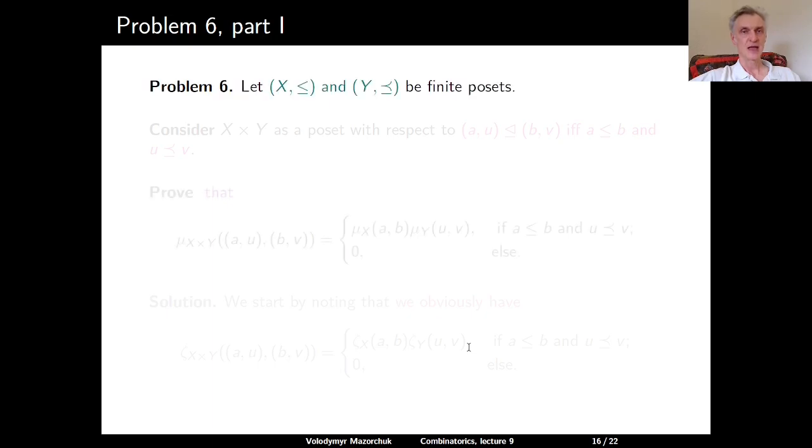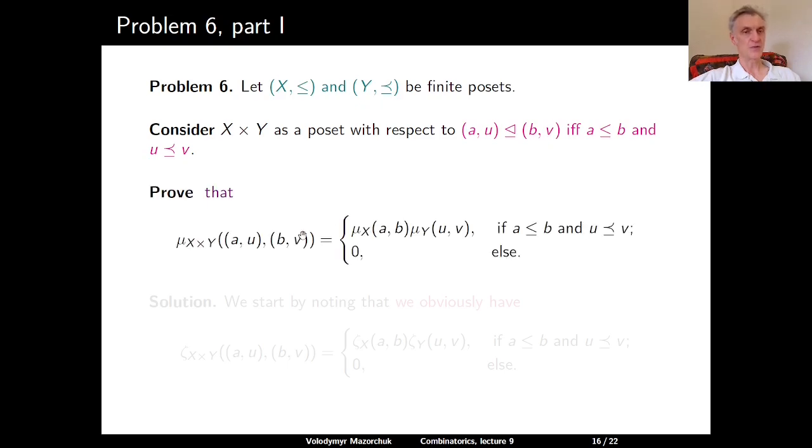Problem 6. Let x and y be finite posets. Consider the Cartesian product of x and y as a poset with respect to the partial order which is given by comparing the first elements and then comparing the second elements in our pairs. So a pair is less than or equal to the other pair if and only if the first element is less than or equal to the first element and the second element is less than or equal to the second element. Prove that the Möbius function for this product equals the product of the Möbius functions.